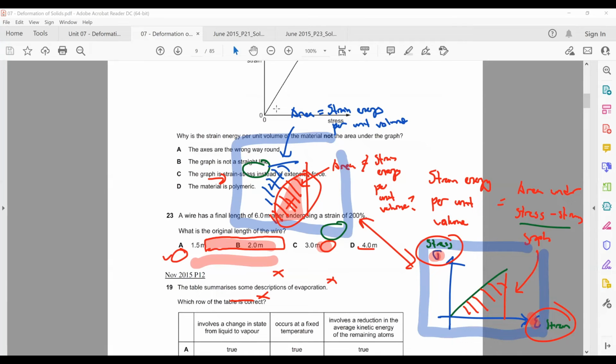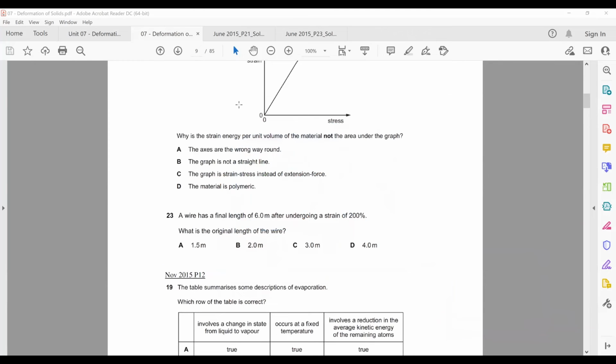Okay, now going to question 23. A wire has a final length of 6 meters after undergoing a strain of 200%. What is the original length of the wire? Okay, bear in mind some of the wordings they use here. They tell you final length is 6 meters after going a strain of 200%. What is the original length of the wire? Okay, strain is extension over original length.